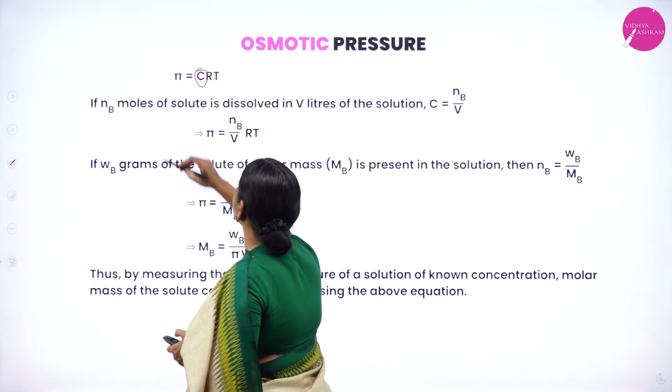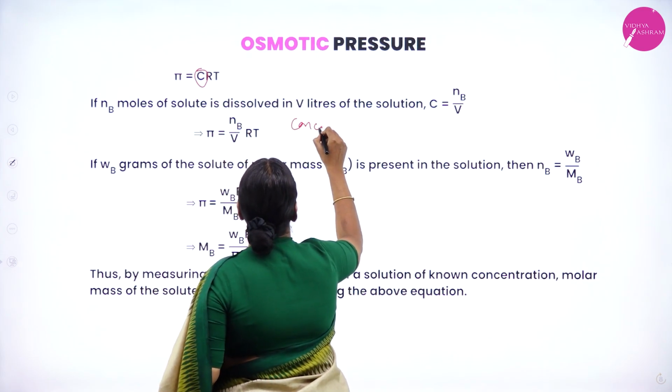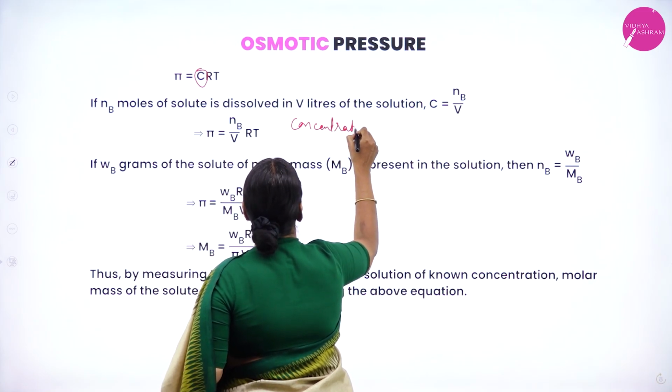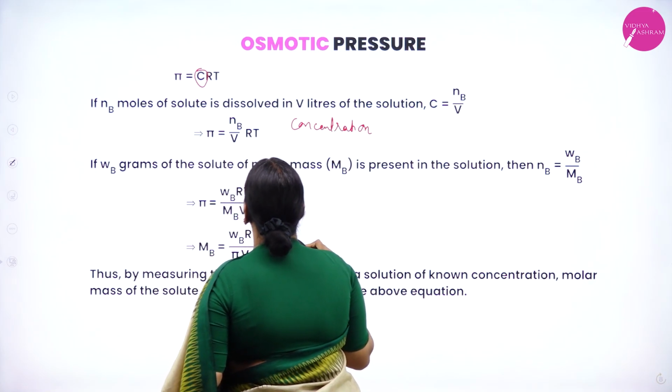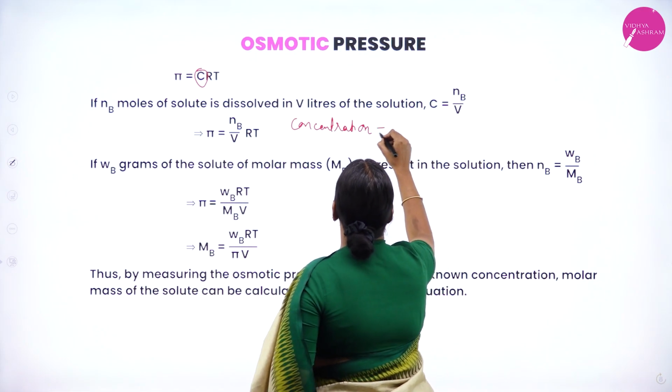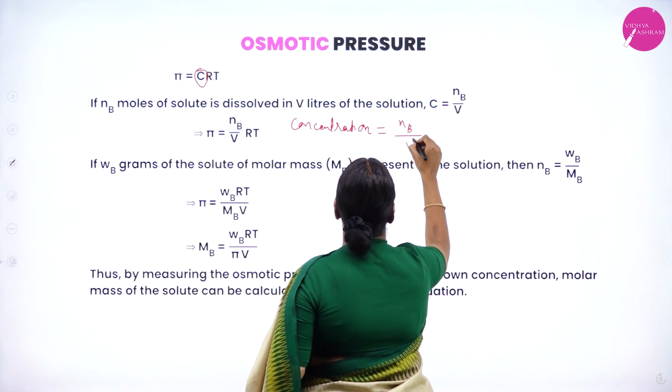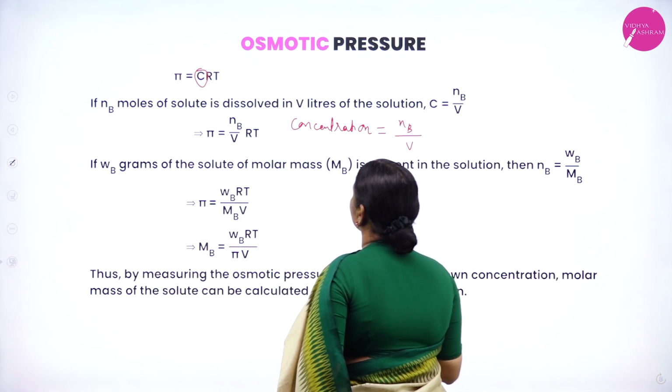What is C? C is the concentration of the solution. If nB moles of solute are dissolved in V liters, the concentration is C = nB/V, that is, the number of moles divided by the volume.